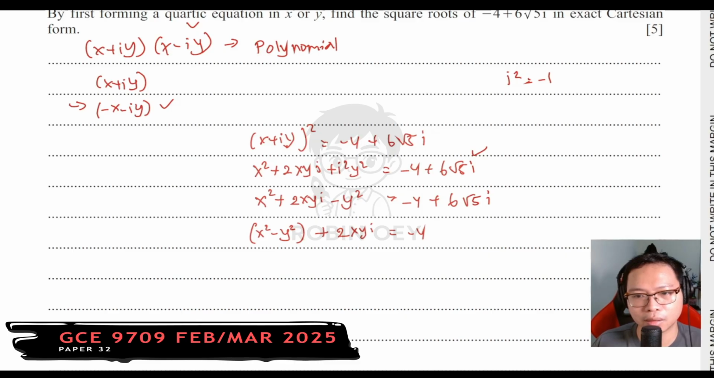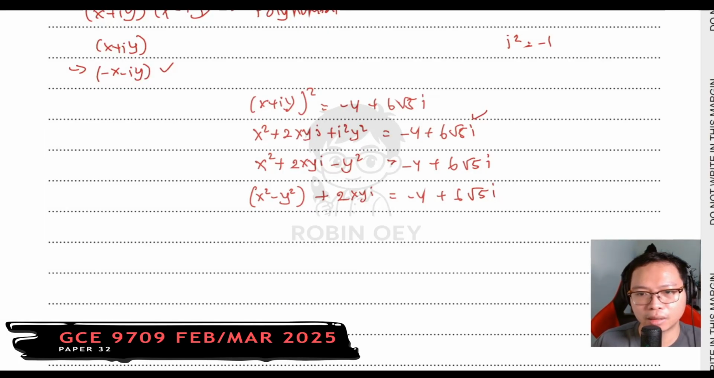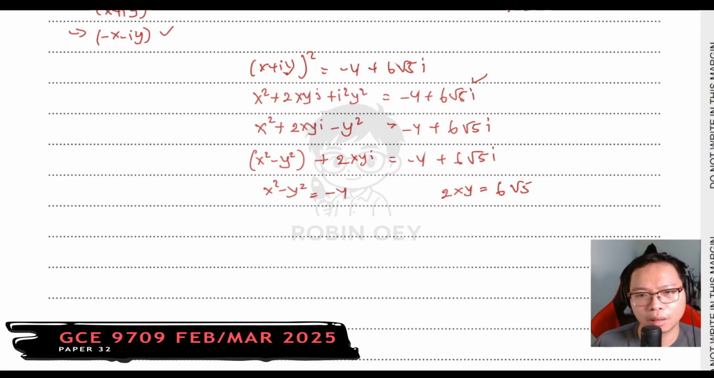So just write this. The real part here is negative 4, so I can write x squared minus y squared equals negative 4, and then 2xy equals 6 square root of 5. Now, obviously we have to use elimination or substitution. I'll just use substitution, this one is faster.